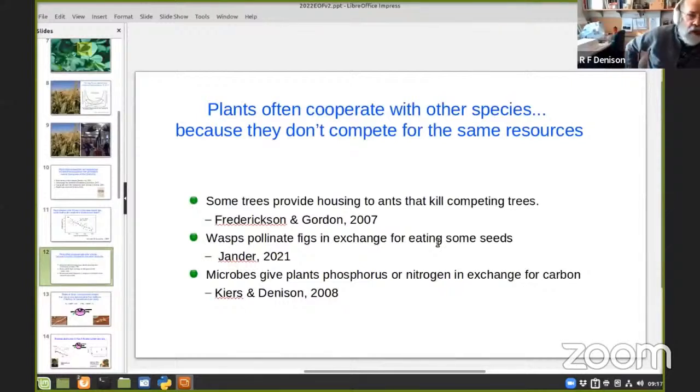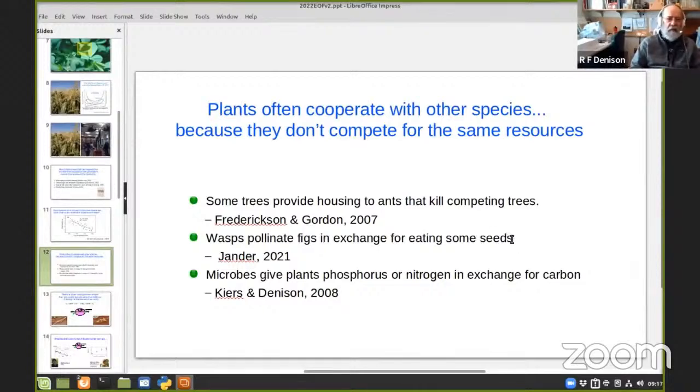So, plants compete with each other because all plants use the same resources, but they cooperate with other species which don't compete with them for resources. For example, ants and plants don't use the same resources, and so some trees actually provide housing to ants in exchange for the ants killing competing trees. This is the devil's garden that is found in South America. Lots of pollination is an example of cooperation, where wasps pollinate figs in exchange for eating some of the seeds inside the fig fruit.